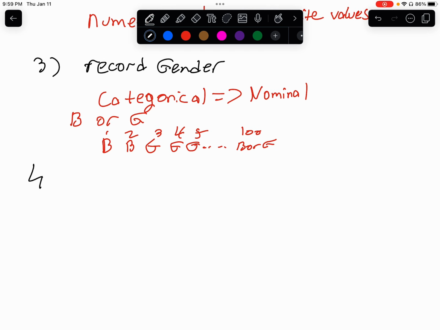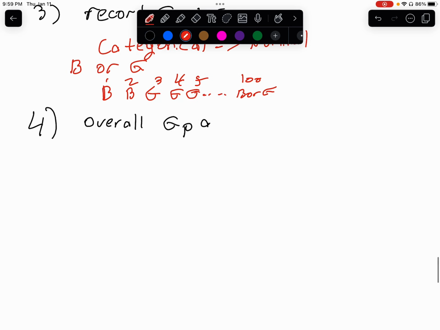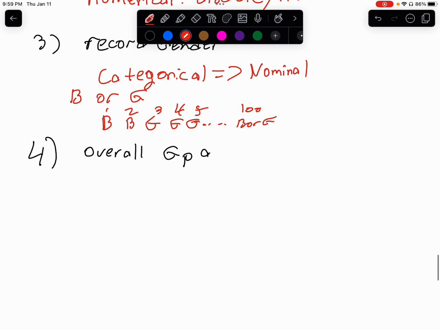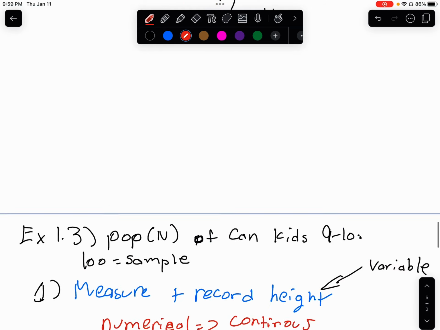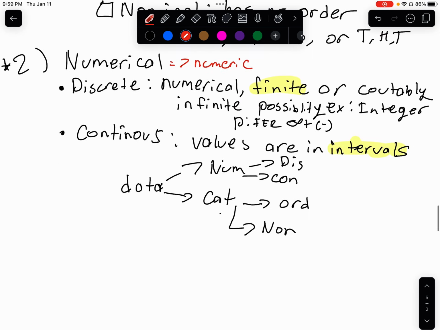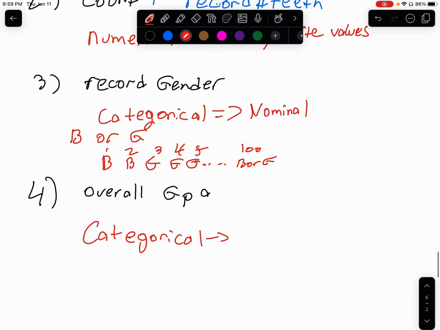And the last one we're going to do before we finish this video off is overall GPA. So record the overall GPA. This one is also categorical. Why? Because we're trying to categorize a mark, right? A mark or a value. It's not numeric, because it's not a number that we're trying to find like height. It's just a grade point average.